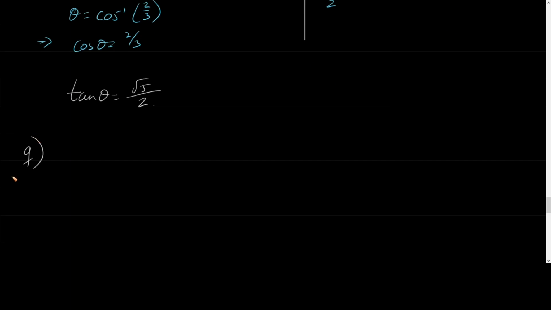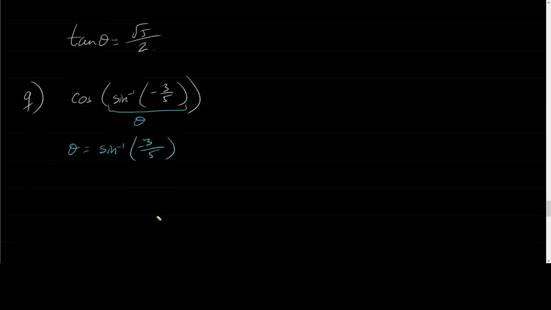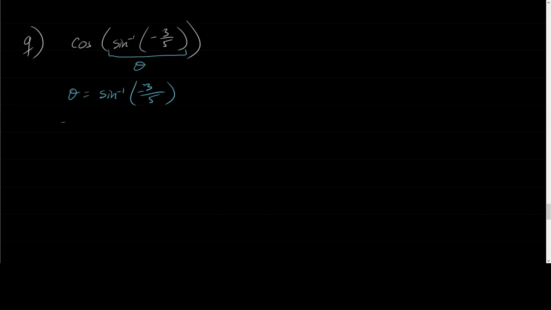If I said something like cosine of sine inverse of -3/5, all right? Well, the first thing I'm going to say is that this inside here, that's the input for cosine, that should be an angle. So I have that theta is equal to sine inverse of -3/5, which really tells me that sine theta is equal to -3/5.